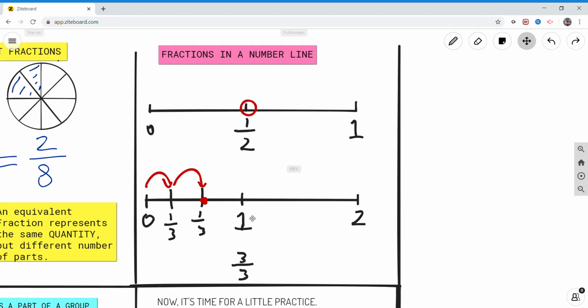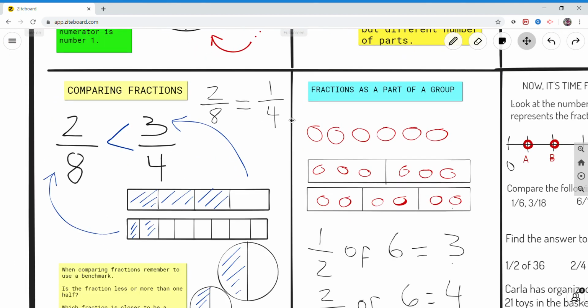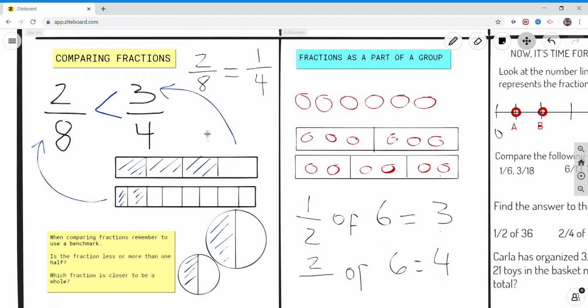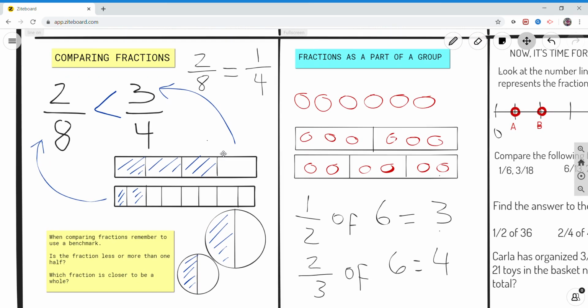Okay, we're going to go ahead and move to the part of comparing fractions. So when we compare fractions, we are determining which fraction is greater, less, or if maybe those fractions are equivalent.